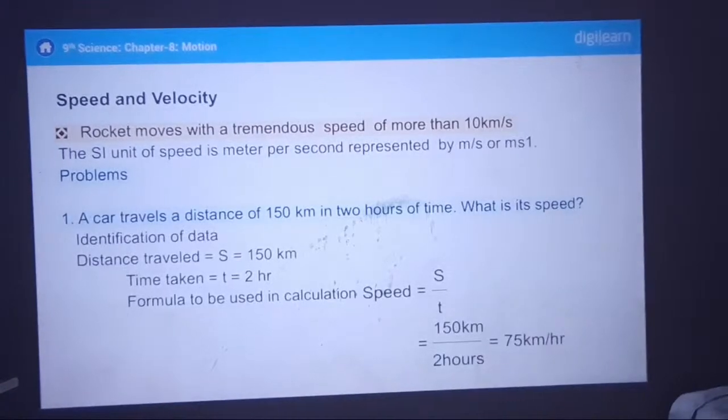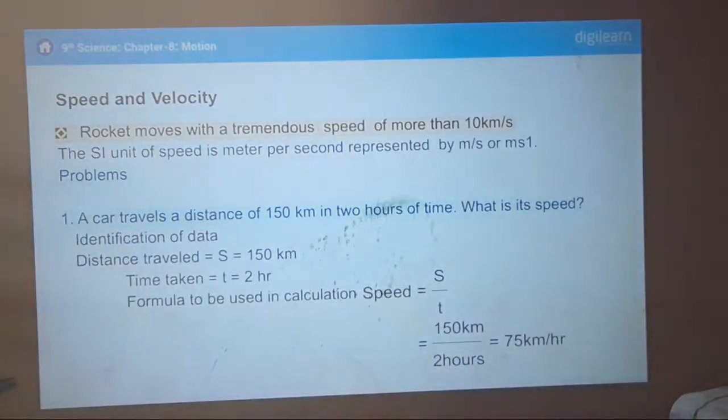Problems. First, a car travels a distance of 150 km in 2 hours of time. What is its speed? Identification of data. Distance travelled S is equal to 150 km. Time taken T is equal to 2 hours. Formula to be used in calculation. Speed is equal to distance travelled by time taken. That equals 150 kilometers divided by 2 hours. That equals 75 kilometers per hour.